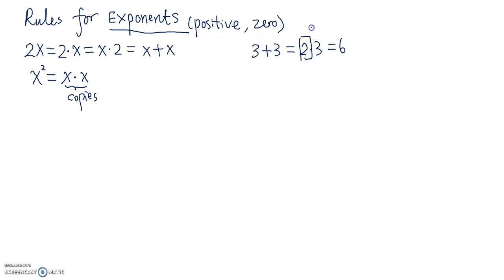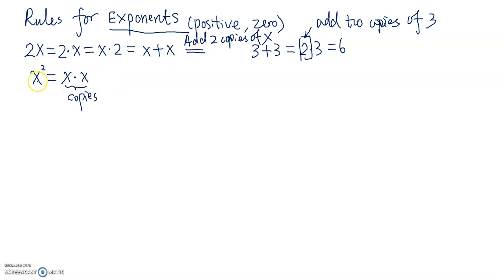So this number 2 right there means we're adding 2 copies of 3. Add 2 copies of 3. Similarly, when we have 2x, it means we are adding 2 copies of x. Add 2 copies of x. We're doing addition.